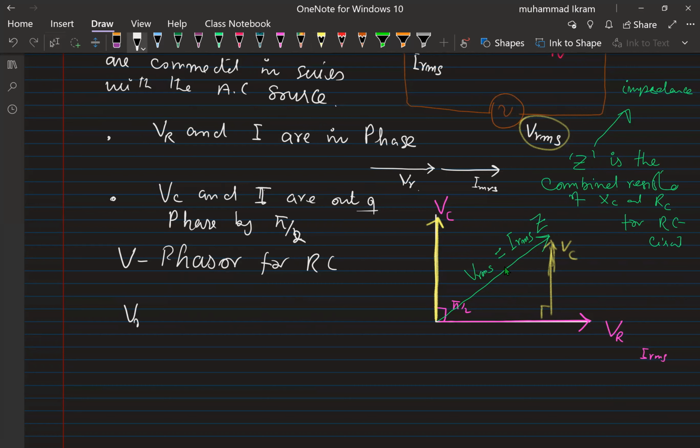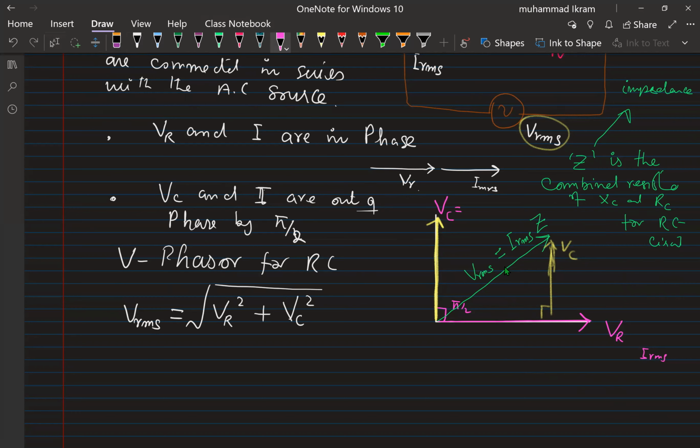Okay, so now you know that this is 90 degree, so we can easily write that the Vrms in the circuit is equal to the square root of VR square plus VC square, like this one under the root. We already know that VC is equal to what?